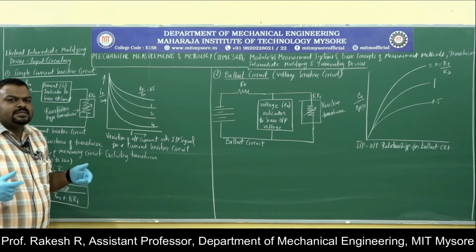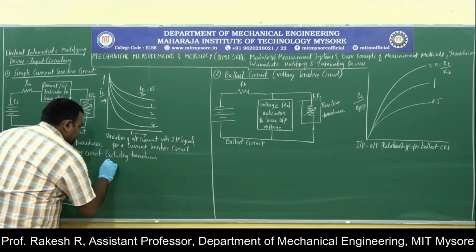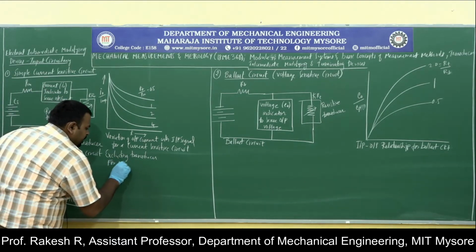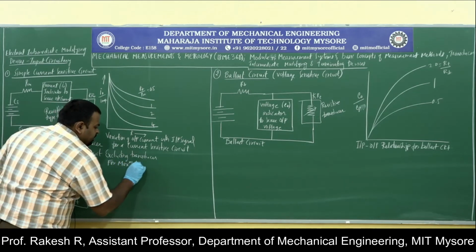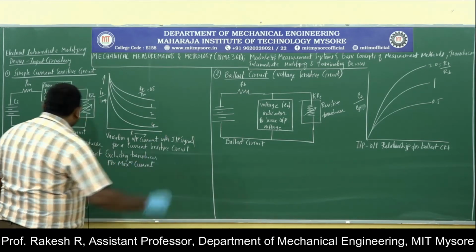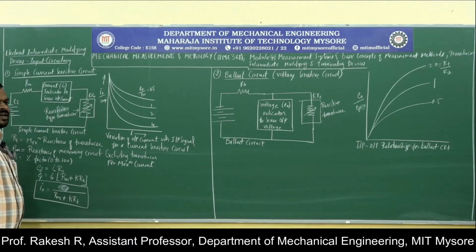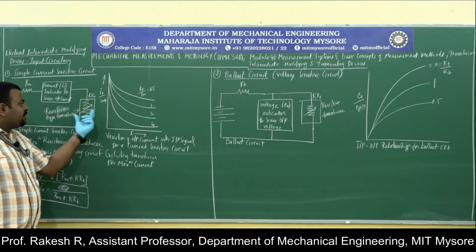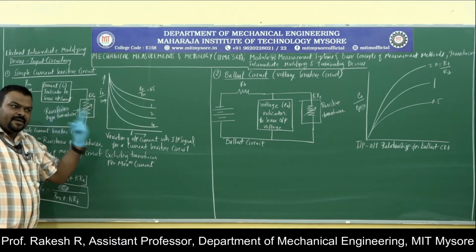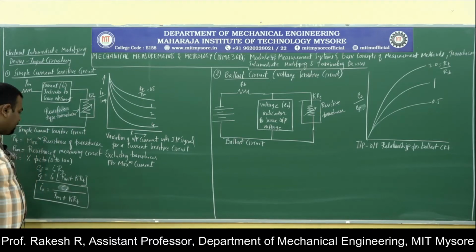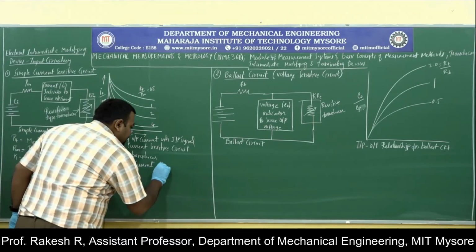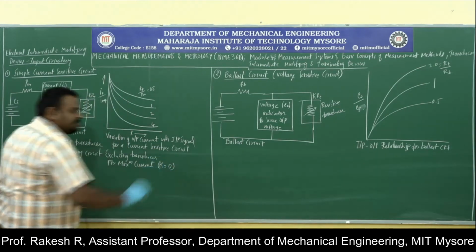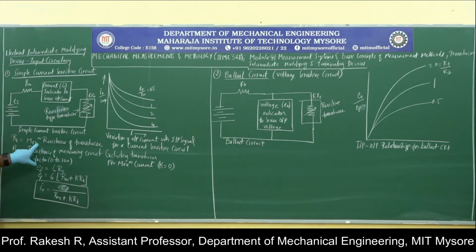Then I want maximum current. How to get maximum current? If there is no variation in the potentiometer, then I will get maximum current. So for that, the condition will be K is equal to 0. If K is equal to 0, I will get maximum resistance.